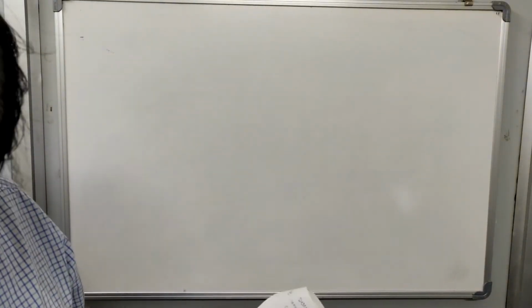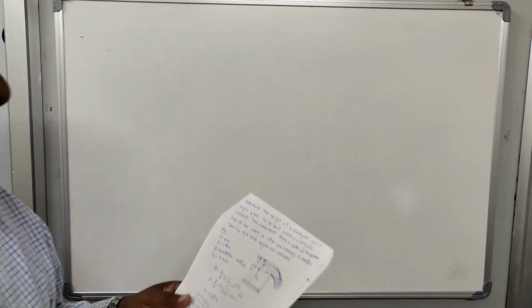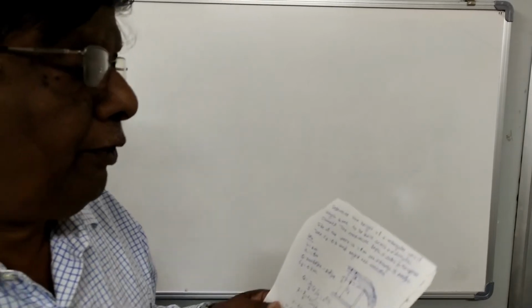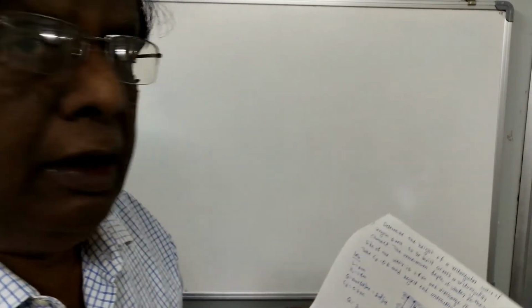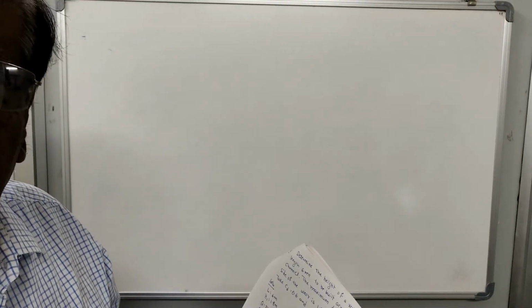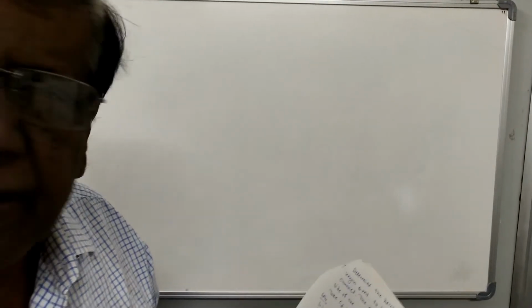Okay, let us take this problem. I will read the problem, then we will solve it. We will discuss how to solve this problem. Determine the height of a rectangular weir. Weir or notch will be the same, rectangular weir or rectangular notch. The discharge equation is the same.